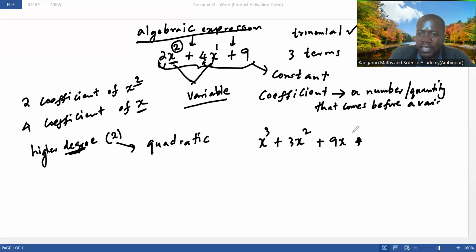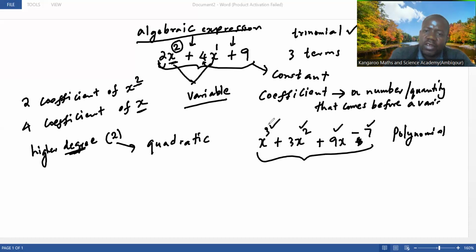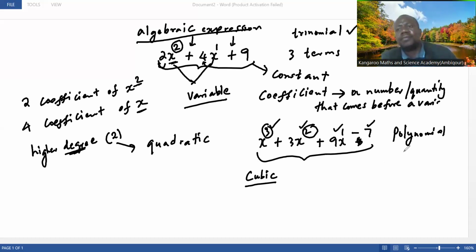But if we have, let's say, x cubed plus 3x squared plus 9x minus 7, how many terms are here? 1, 2, 3, 4. So it's 4 terms. It means this falls under polynomial. Now, what is the highest power degree here? One has power of 3, 2, 1, 0. Then it means the highest power degree is 3. So this is a cubic.